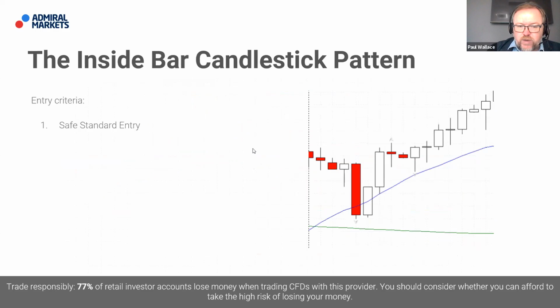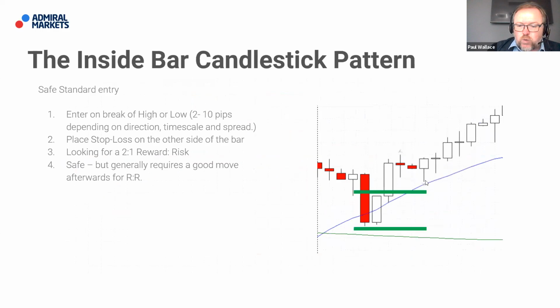So, how do you enter? Once you've seen this, how can you actually look to enter? Today, we're just going to go with what we could call a conservative entry, the safe standard entry. What we'd be looking for is, if price in this particular case has pulled back, we'd be looking to trade on the break of the high or the low, which could be 2 to 10 pips, depending on the direction, the time scale, and the spread.